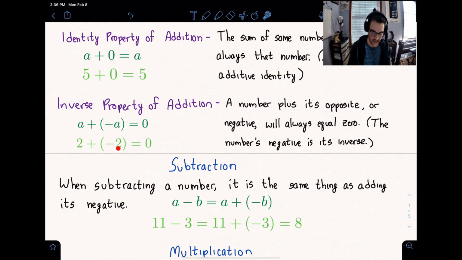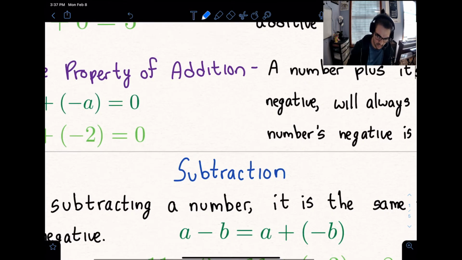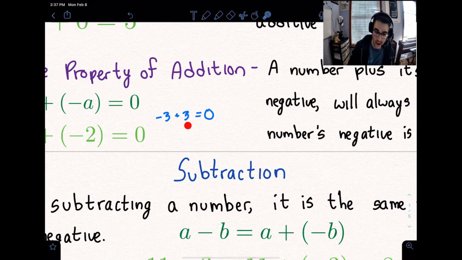Likewise, 2 plus negative 2 equals 0. Negative 2 is the additive inverse of 2. And just one more quick little example. If we have, I don't know, negative 3 plus 3 equals 0. Now the positive 3 is the additive inverse of the negative 3 because it gives us this sum of 0.